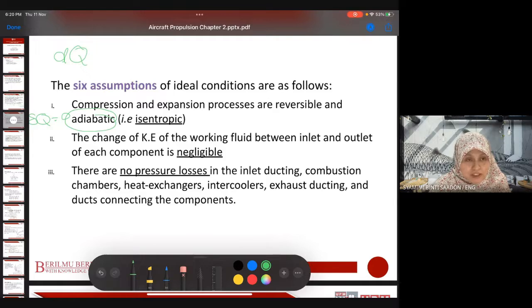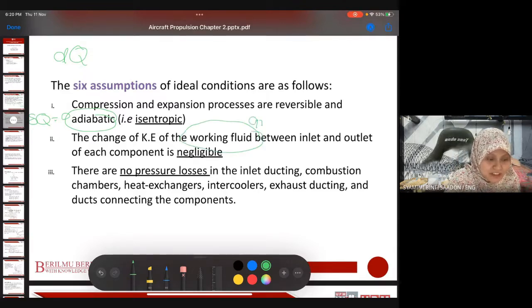Means that we assume, for example in the compressor, the velocity of the fluid, usually air, okay. The working fluid is air. Normally for an aircraft engine, air, oxygen, etc. The working fluid is the main fluid in the gas turbine. So for example, at the inlet and outlet of the compressor, you assume the velocity to be the same. No change in kinetic energy.